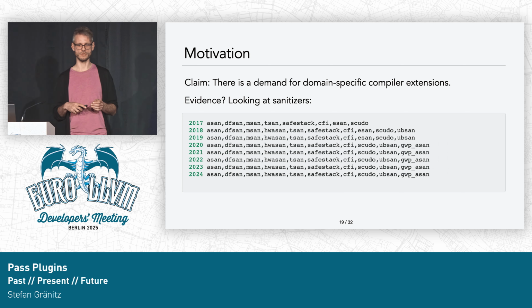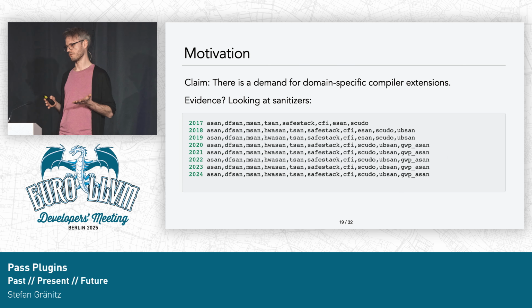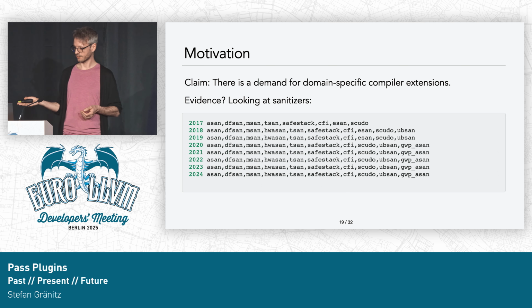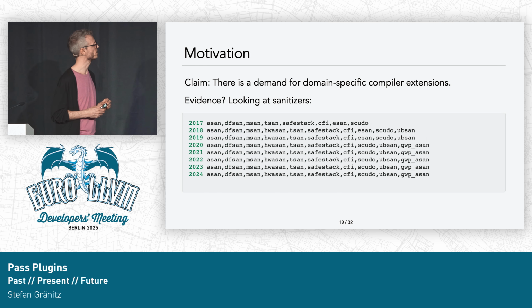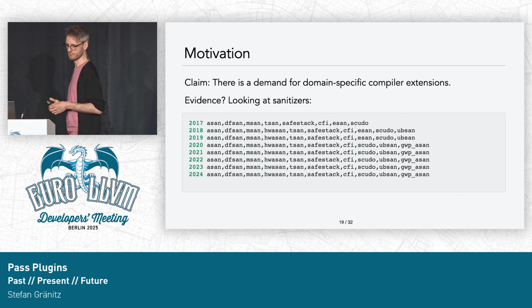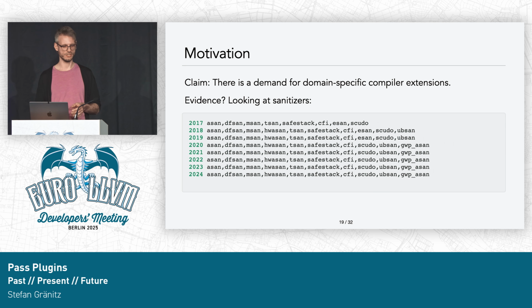And here we come to the motivation part. So the claim is there is a larger demand for domain-specific compiler extensions than what we see today with pass plugins. And that is probably because people find other ways to implement their needs. To get some evidence here, I think it makes sense to look at sanitizers. What we see here are the supported sanitizers in tree since release 4 in 2017. And it seems that the number is plateauing in the early 2020s.